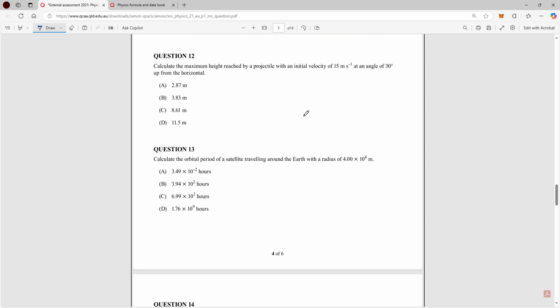Okay? Alrighty. Question 12. Calculate the maximum height reached by a projectile with an initial velocity of 15 meters per second at an angle of 30 degrees up from the horizontal.